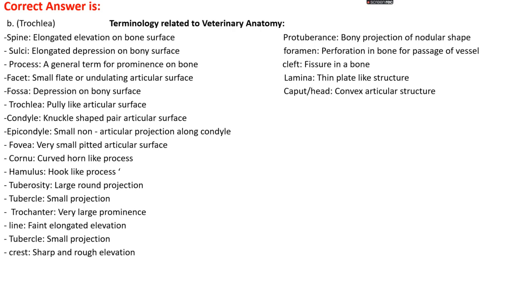A sharp rough elevation is known as crest. Okay. And bony projections of nodular shape are known as protuberance. Okay. A perforation in a bone for passage of vessels is known as foramen. Fissures in a bone are known as cleft. A thin plate-like structure is known as lamina. And a convex articular surface is known as caput or head.